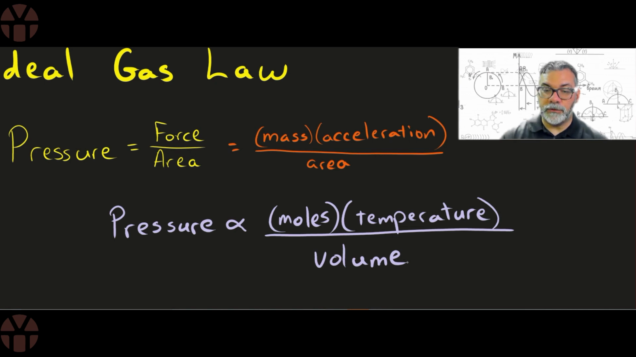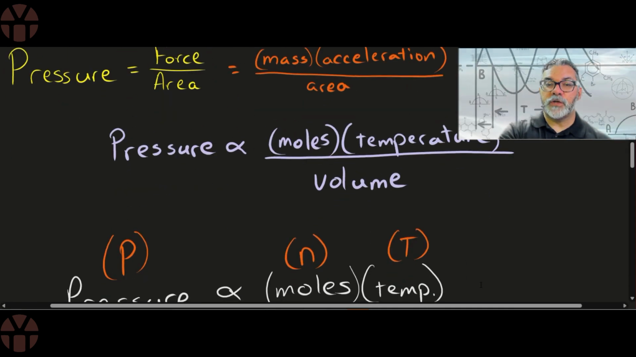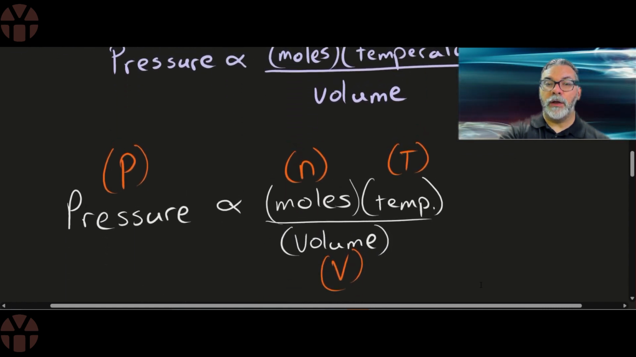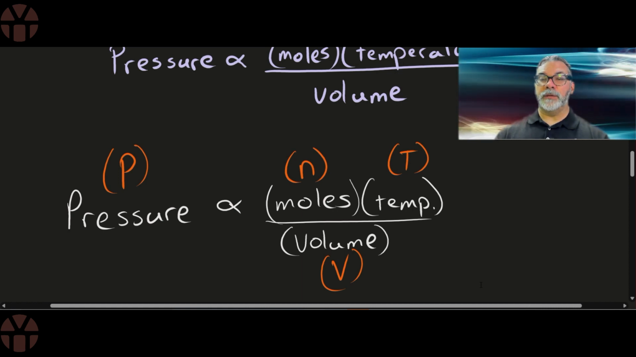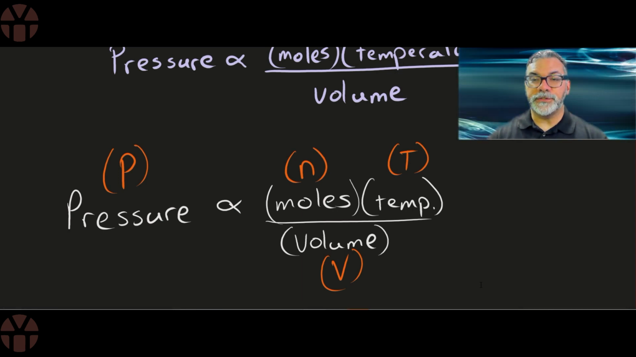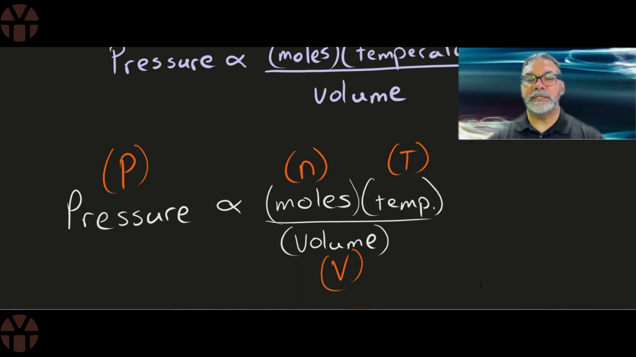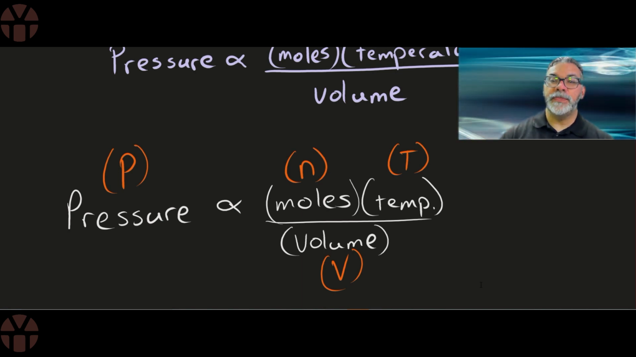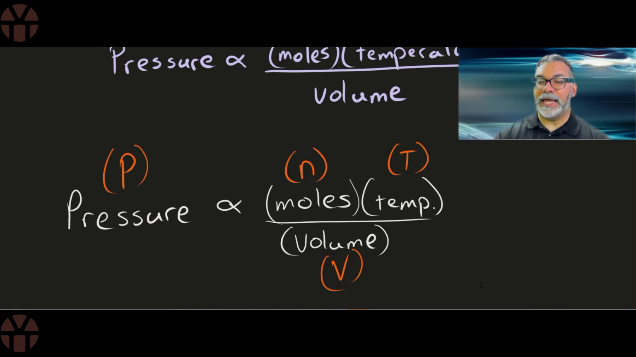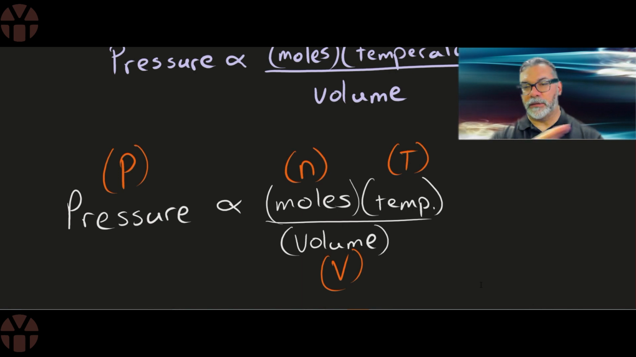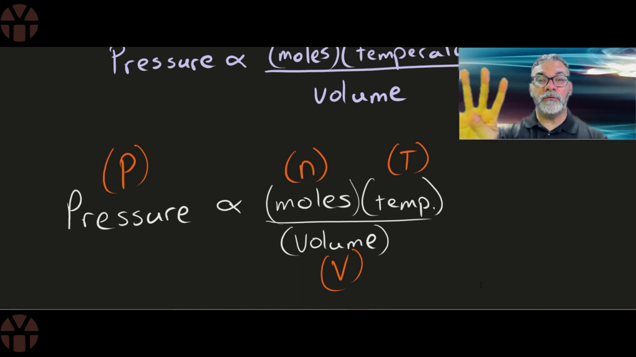But before we do that, we want to take a look at what my variables are going to be. So, typically, when we talk about the relationship between pressure, moles, temperature, and volume, pressure is going to be the variable P. Moles is going to be lowercase n, as in Nancy. And then we have the temperature and my volume. Now, since this is not an equality, I cannot say pressure equals moles, temperature, and volume. That's not true. But what I can say is that there is a relationship between all four of them.